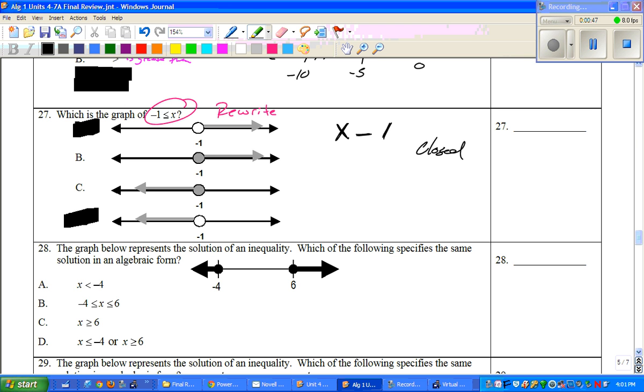Okay, now who is the sign pointing to? Okay, it's pointing at the -1. So x is greater than or equal to -1, which is b. Okay, always make sure that the variable is first.